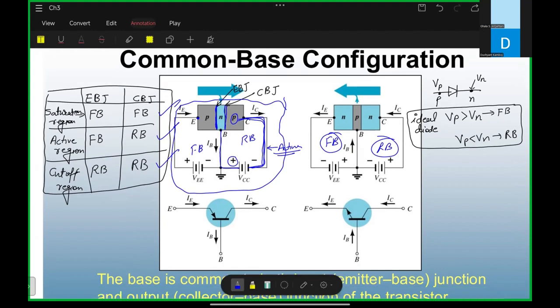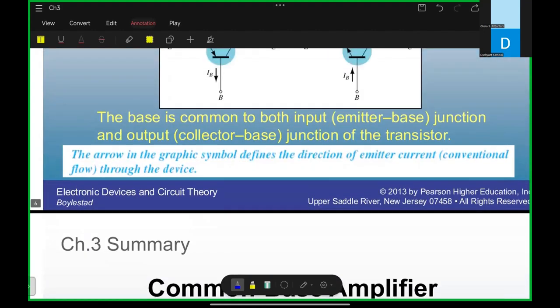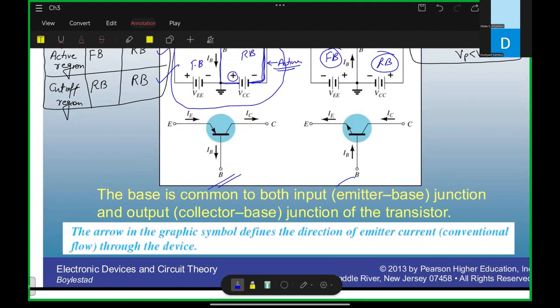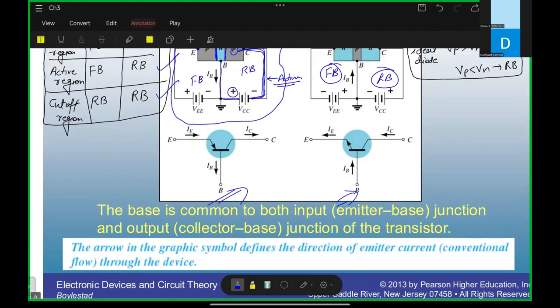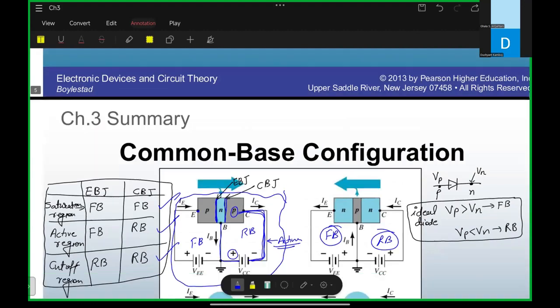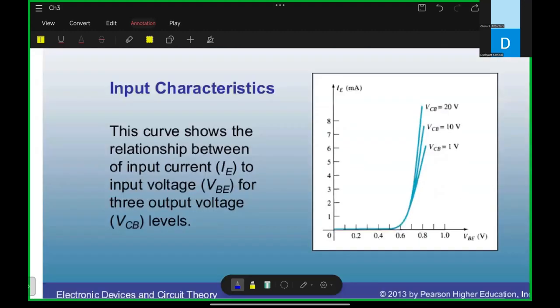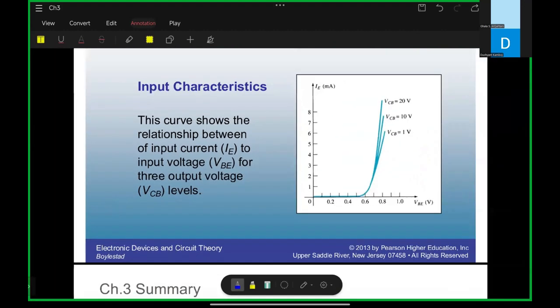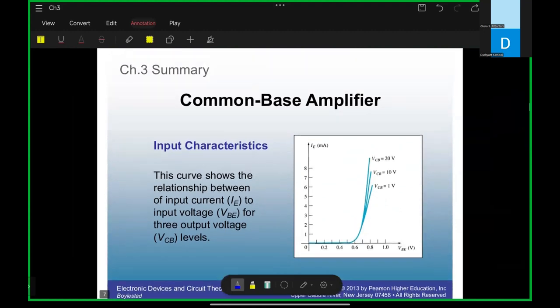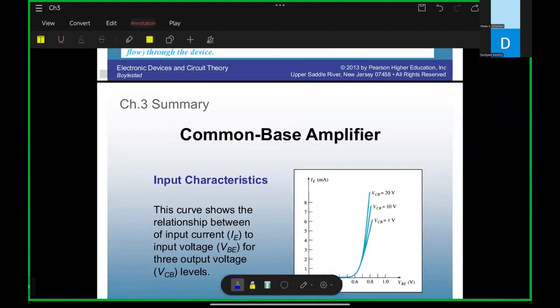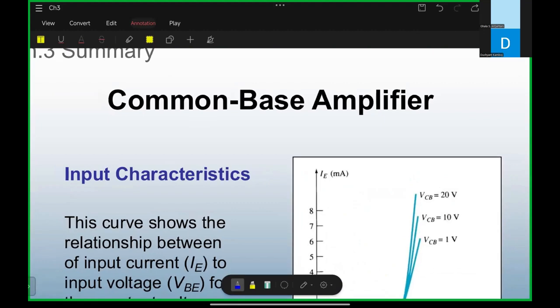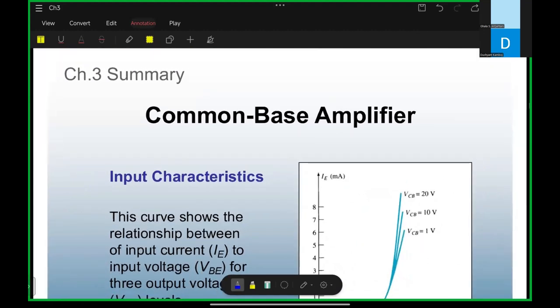So these are the regions of operation of the transistor. I already discussed these symbols with you, how the current will flow and everything, right? We covered this one. One more thing. Basically your transistor can be operated in three configurations.